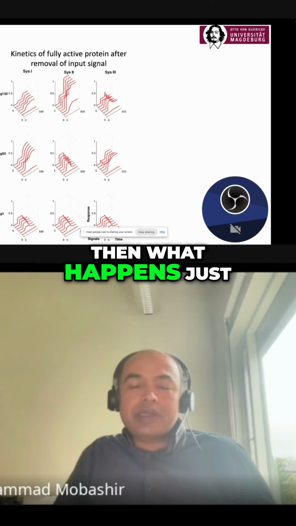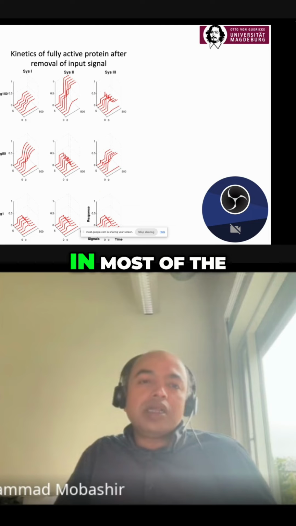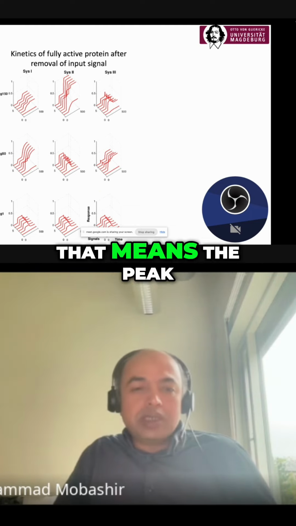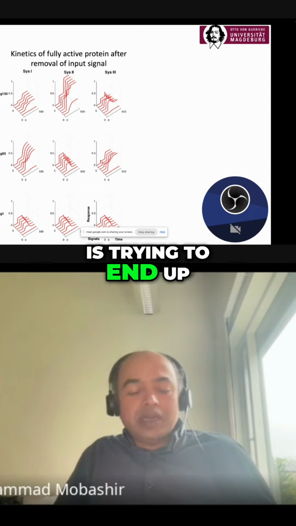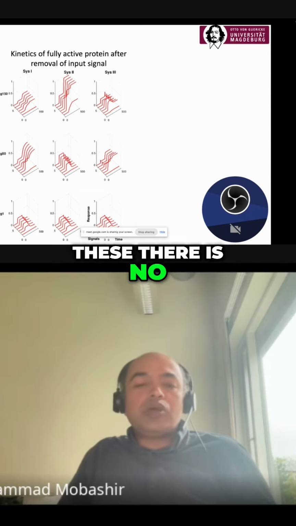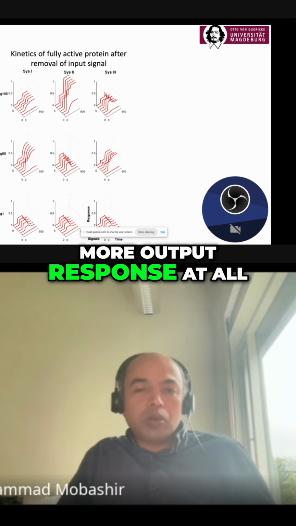Then what happens, just after the removal of input signal, in most of the networks it tries to go back to zero. That means the peak is trying to end up. So that means the activation, there is no more signal. When you remove input signal, there is no more output response at all.